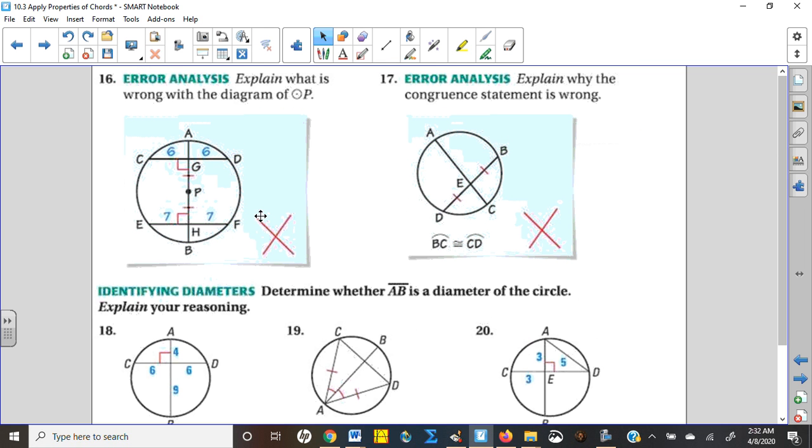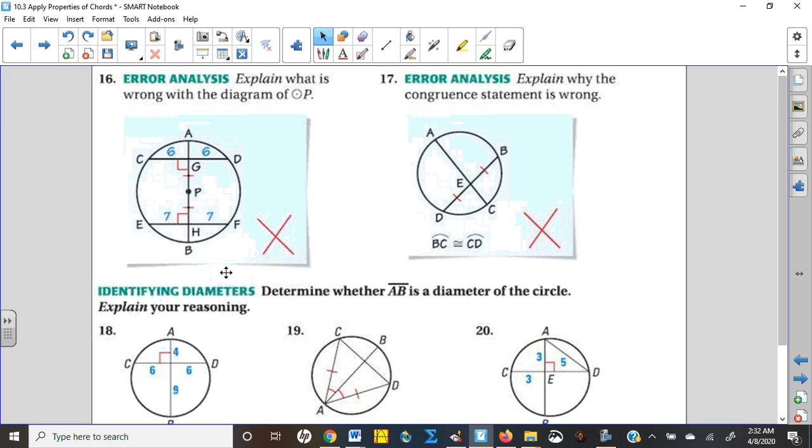What's wrong with 16? Well, CD and EF are equidistant from the center. So that implies that they had darn well better be congruent. But I'm pretty sure that 6 plus 6 is not equal to 7 plus 7. And so the chords are not equidistant, but they should be. Or the chords are not congruent, but they should be because they're equidistant from the center.